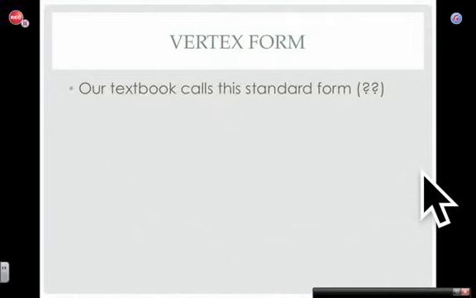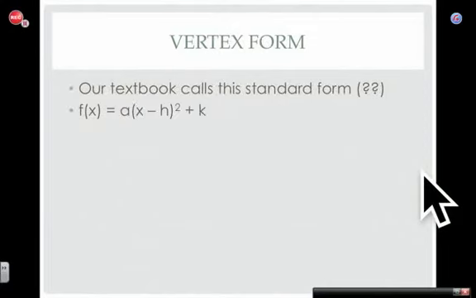So this is what I was mentioning earlier. For some reason, our textbook calls this standard form. I've never heard this called standard form before. Maybe I'm just out of the loop. I don't know. This has always been called vertex form for me. It's also been called completed square form because we complete the square to get this form. So one of those things you just have to pay attention to in your textbook: when they ask you to write a function in standard form, they actually mean you to write it in vertex form.